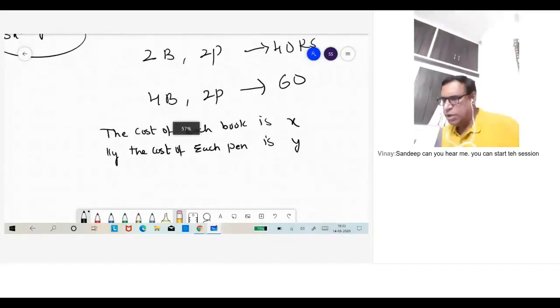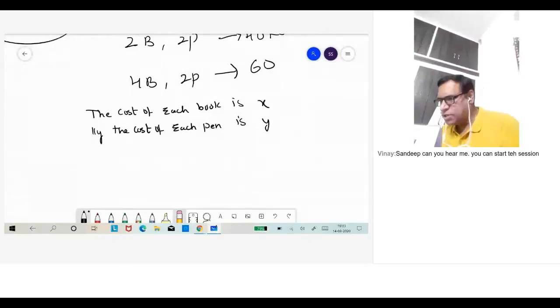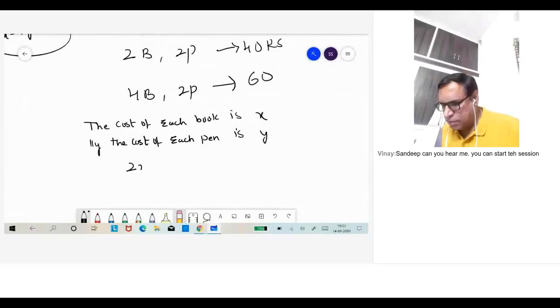Now, according to the initial data, if you observe, 2 books and 2 pens cost him 40 rupees. 2 books, that is 2X, plus 2 pens, that is 2Y. What is the total amount you have spent? 40. If the cost of each book is X, and similarly the cost of each pen is Y, how many books did you buy? 2 books, so total cost is 2X. How many pens did you buy? 2 pens, so total cost is 2Y. The sum of this cost is nothing but 40 rupees. So that's how you can formulate a linear equation in 2 variables: 2x plus 2y equal to 40. This is your first information.